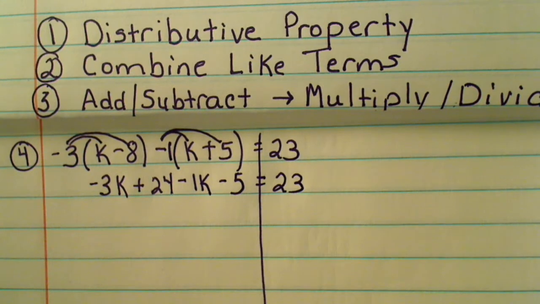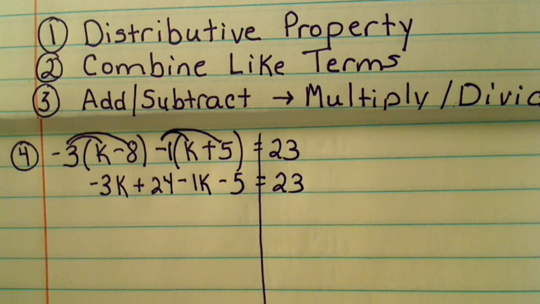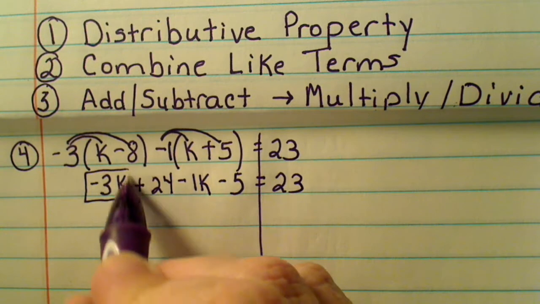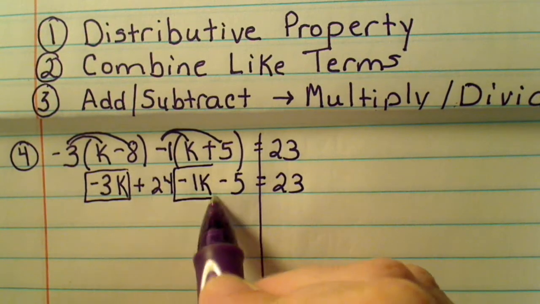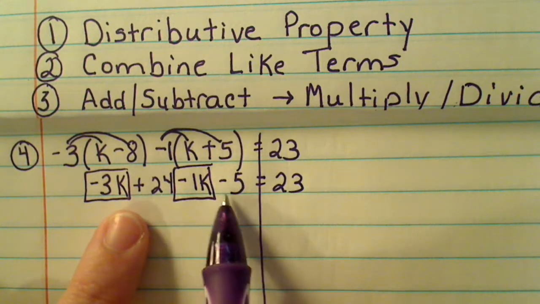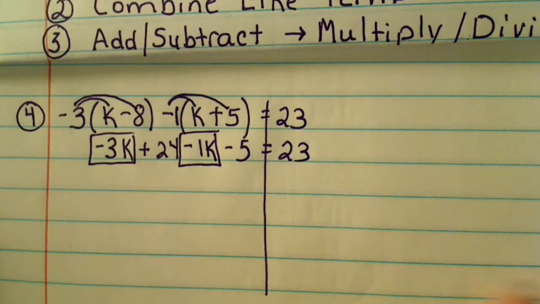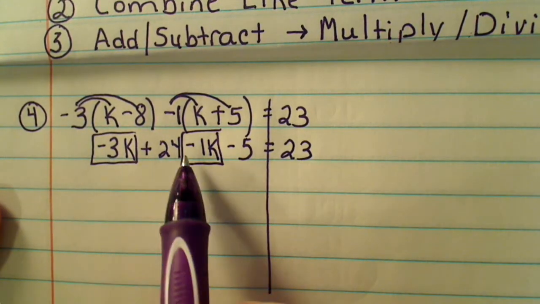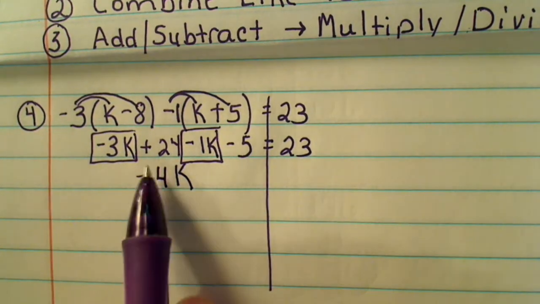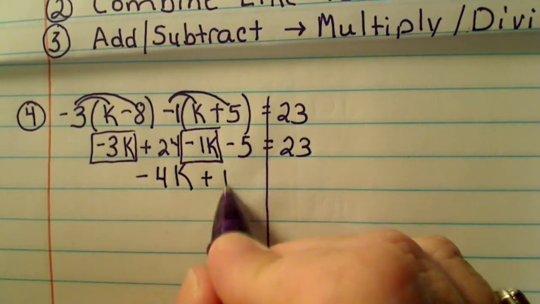Now we're on step 2. Step 2 says to combine like terms. Okay, well let me look for those because we've been doing a lot of stuff here. So let's see, this has the variable k and this has the variable k. So those are my two like terms. These two are the same because they don't have a variable. So here I go. A negative 3 minus 1 is a negative 4k. 24 minus 5 would be 19.